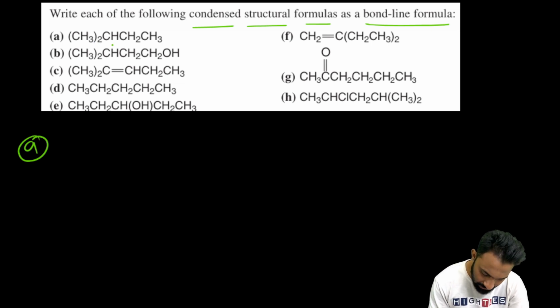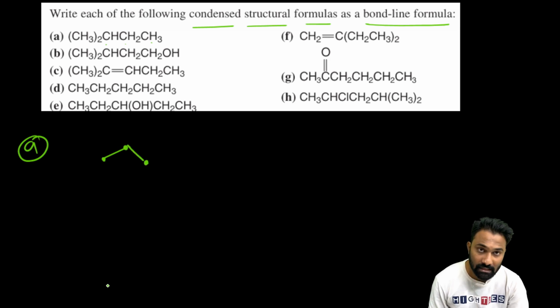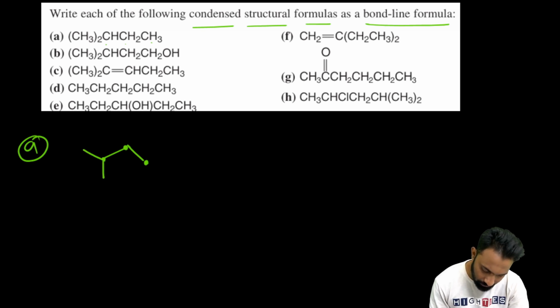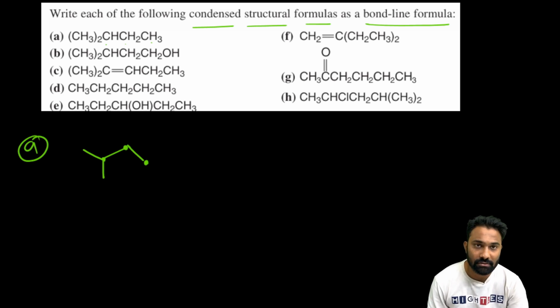CH3 2 times. Here CH, CH2, CH3. This is 1 carbon CH. This is CH2 carbon. Now this is a CH3 carbon. Clear? Done. Now here the 2 CH3 they have given. Clear? Now this is a bond line notation. In this manner, it will be the A.